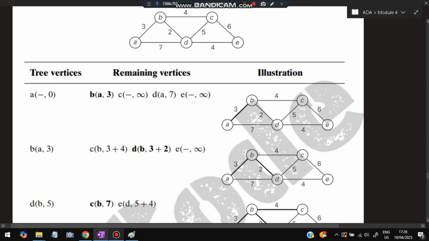And to reach B, what is my cost? To reach B from A, it is 3. Okay, and to reach C I cannot reach C directly, so it will be dash and infinite. And to reach D I can reach A to D via 7. Okay, it's given 7.